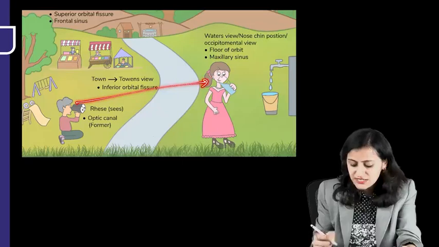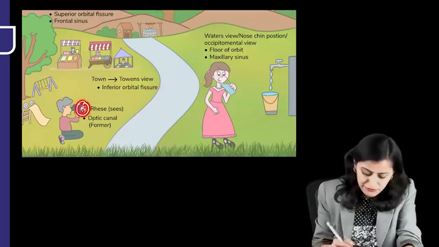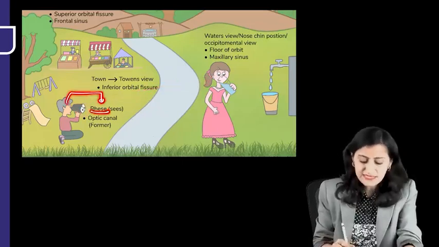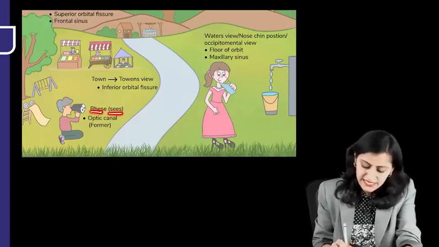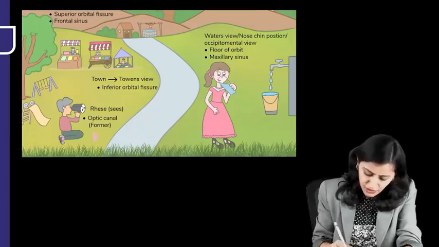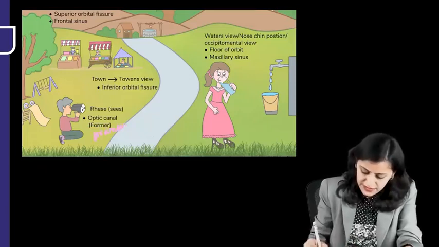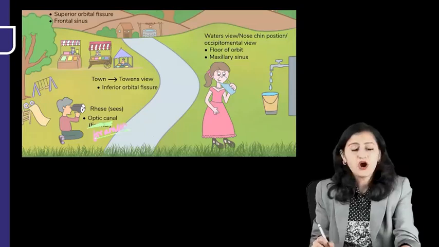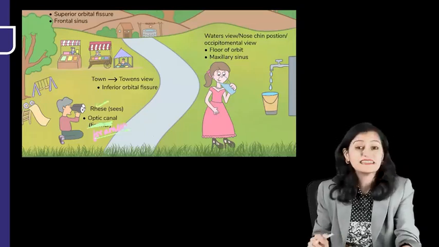And who is watching this girl through binoculars, the foramen? This guy's name is Rees. So remember that Rees sees through the foramen. That means this is for the optic foramen. This X-ray view is basically for the optic foramen or optic canal. We have the Rees view.